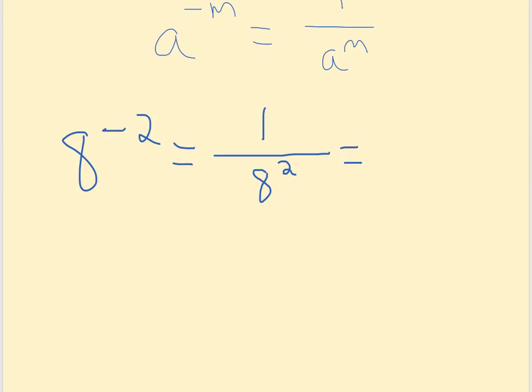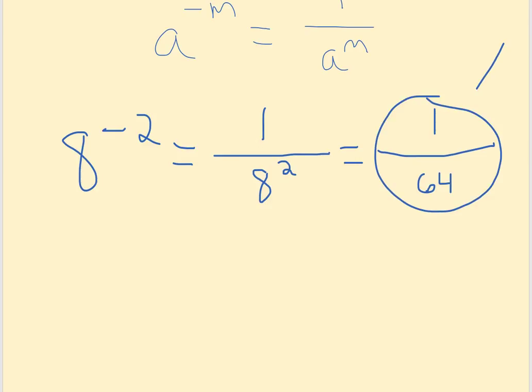If you can simplify the bottom of the fraction, simplify it. You all know what 8 squared is. So write your answer as 1 over 64, and this would be your final answer. Notice how nothing about this answer has a negative sign, and it's not negative. It's a fraction. It's a really small number. 1 over 64 is incredibly small. So this is the notation we use.